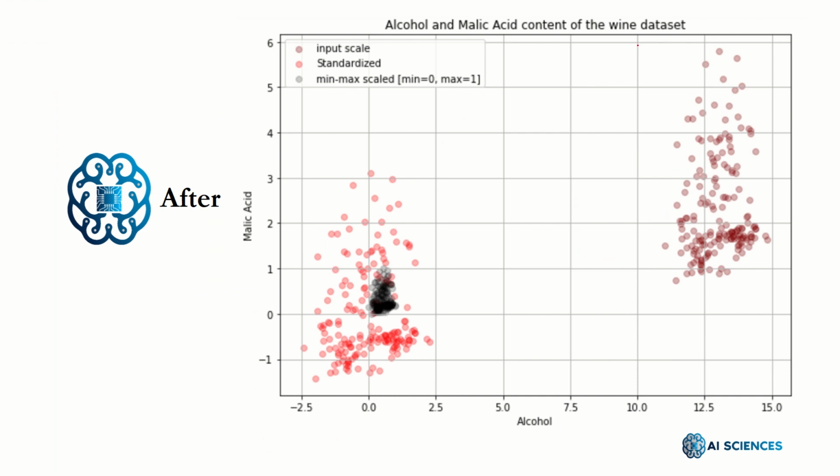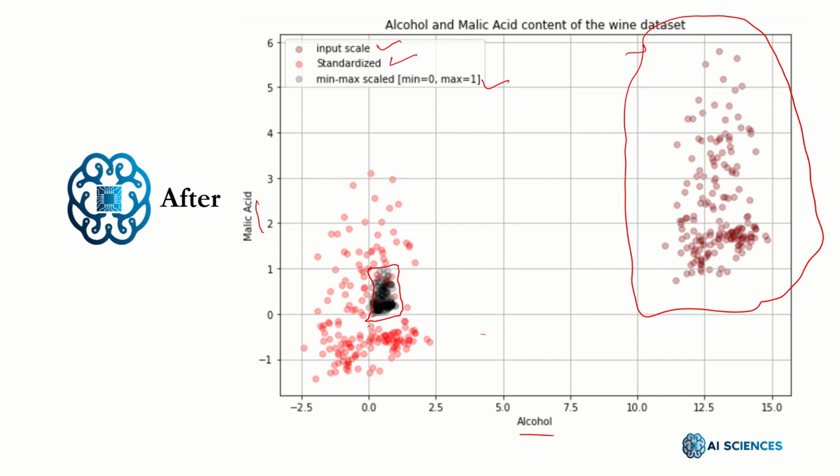So previously we had this data. As you can see, maroon is the color of the original data input scale, and then standardized data is in red, and then min-max scaled is in gray or black. So original data is somewhere over here, and it is much more distributed. Now let's first talk about min-max scaled. You can see that the whole data is distributed between 0 and 1 for both malic acid and alcohol. On alcohol you can see that this is 0, and probably here it will be 1, and for malic acid also it is from 0 to 1. Awesome. So let me just remove it.